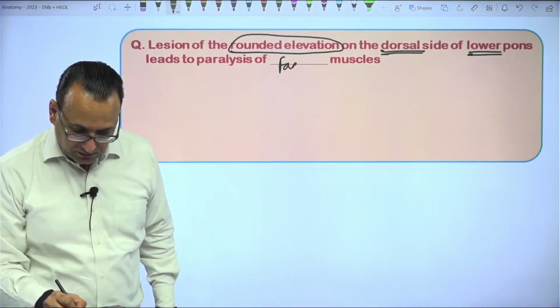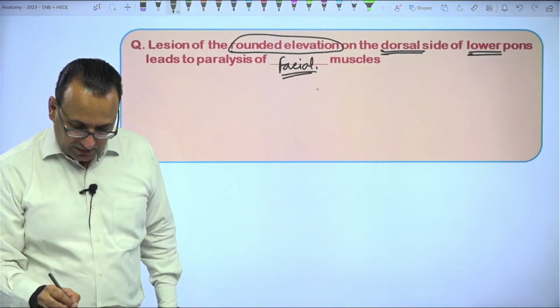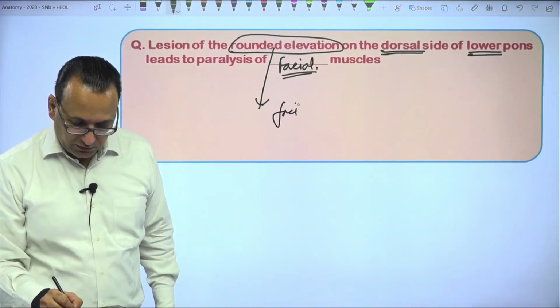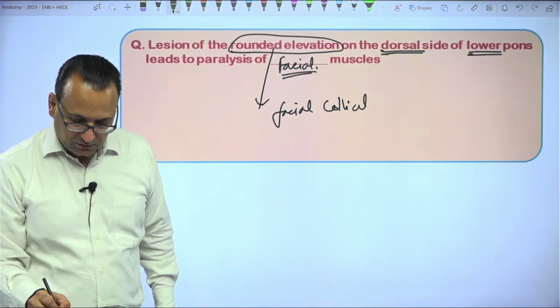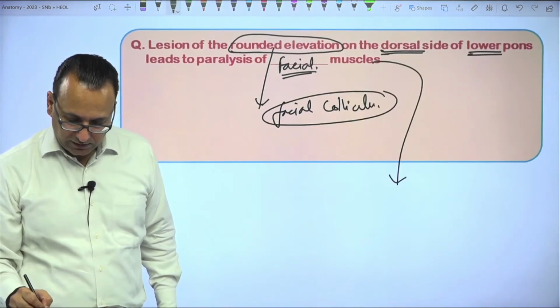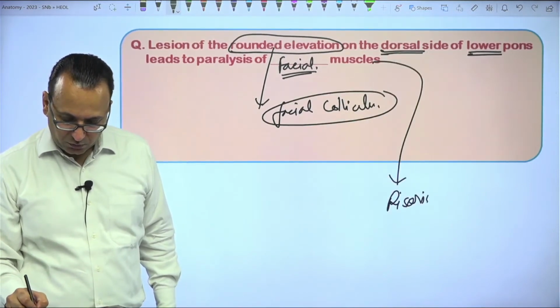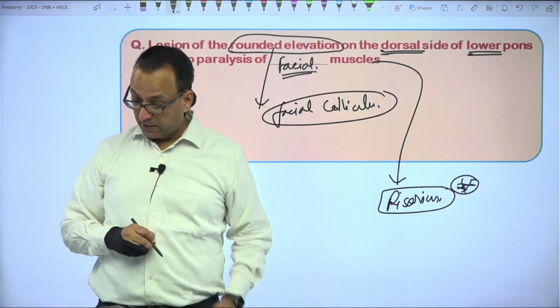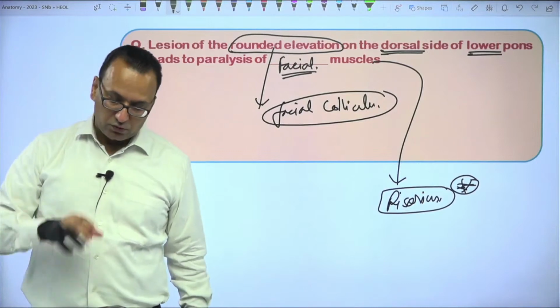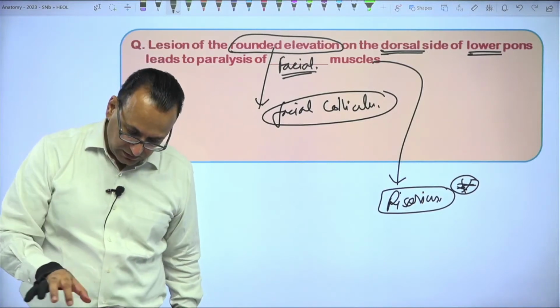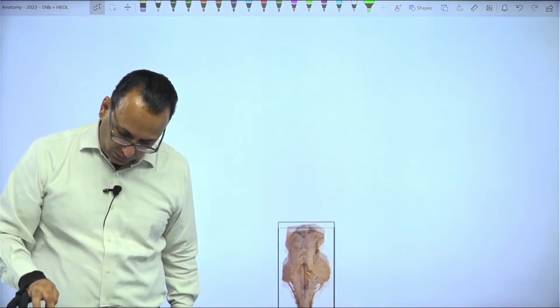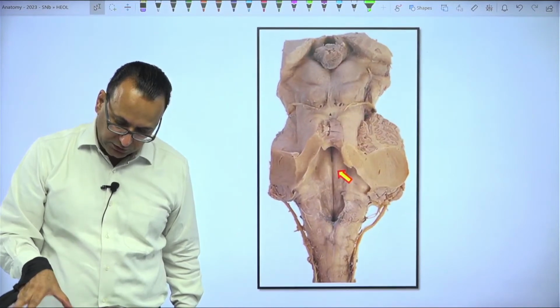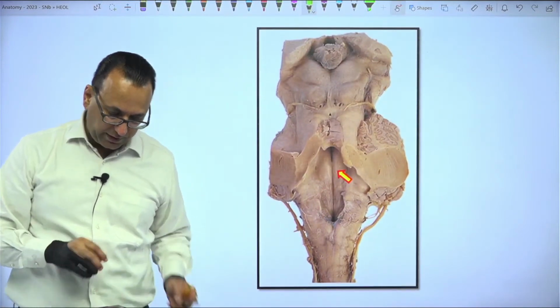So, facial muscles, right. It is a rounded elevation, that is the facial colliculus, and the muscles will be facial muscles. A question has come on risorius, and your answer was that risorius will be paralyzed. Now, once you know the answer is facial muscles, you can just have a look here. These are the types of questions which are appearing.